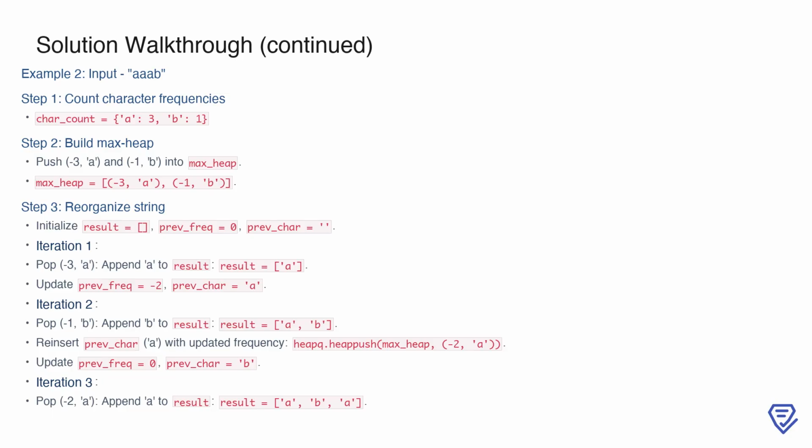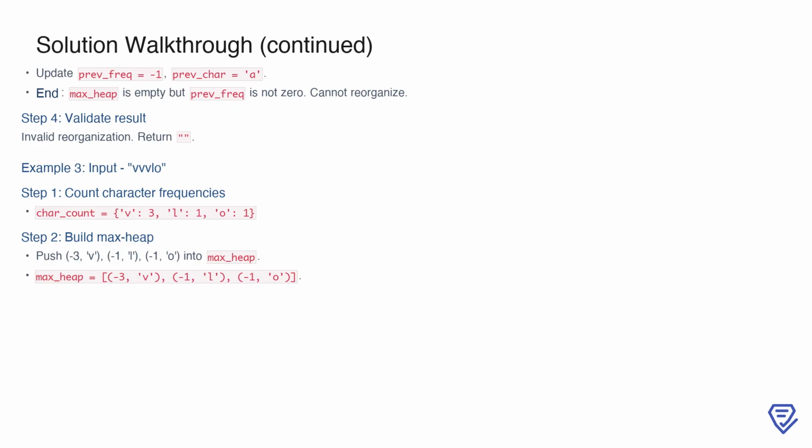In the third iteration, A is popped again and appended to the result. At this point, the heap is empty, but the reorganization is incomplete. Here, while the heap is empty, the prev_frequency for A is still -1, meaning we cannot include it again without violating the condition of the reorganization. As a result, it becomes impossible to generate a valid output string where no 2 adjacent characters are the same. Therefore, the function returns an empty string to indicate that the reorganization is not feasible.